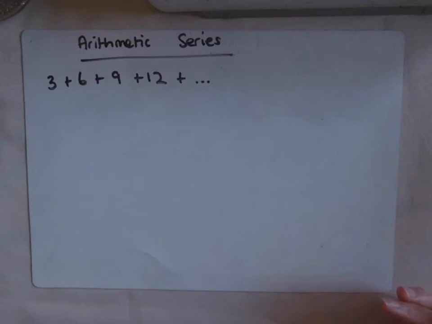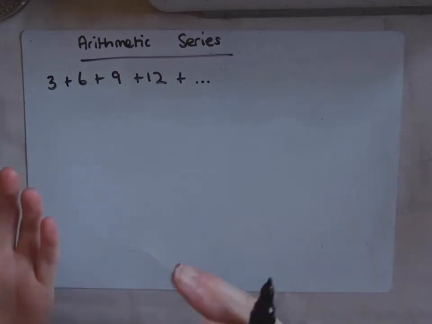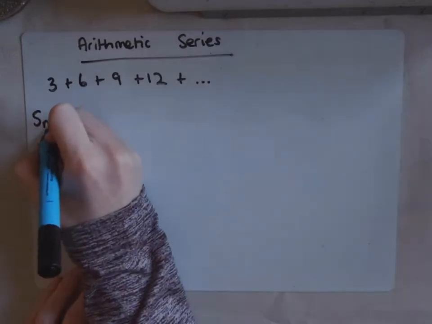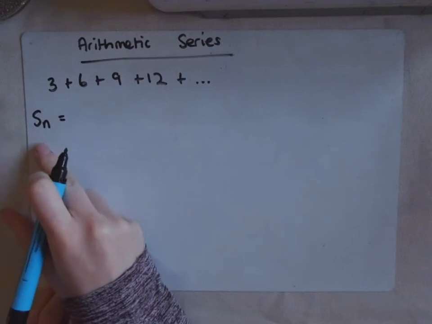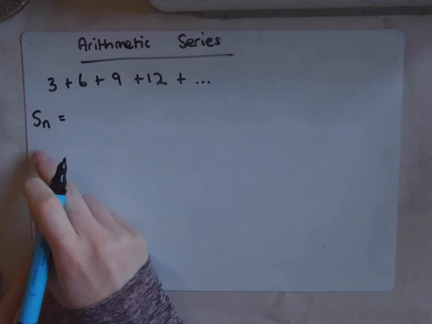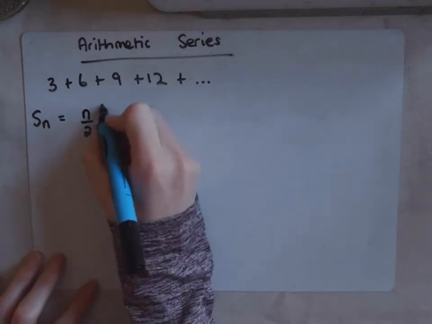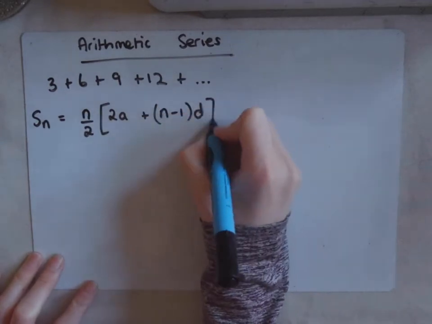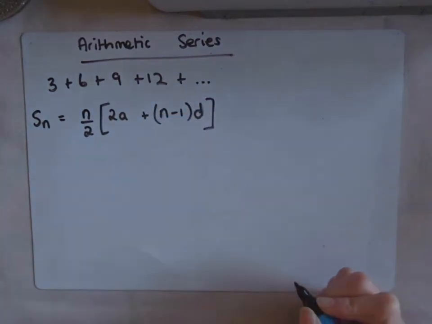So if we're talking about arithmetic, you've got a formula for finding, say, the sum of the first 10 terms. So rather than adding up the first 10 terms, you can just use your formula, okay? And your formula is Sn, the sum of the first n terms. That's what Sn means, okay? It is n over 2, (2a plus (n minus 1) times d). Now, that again is given to you in your log tables.